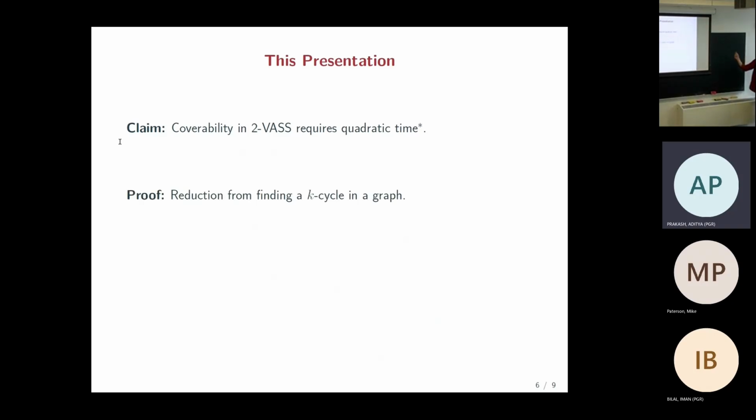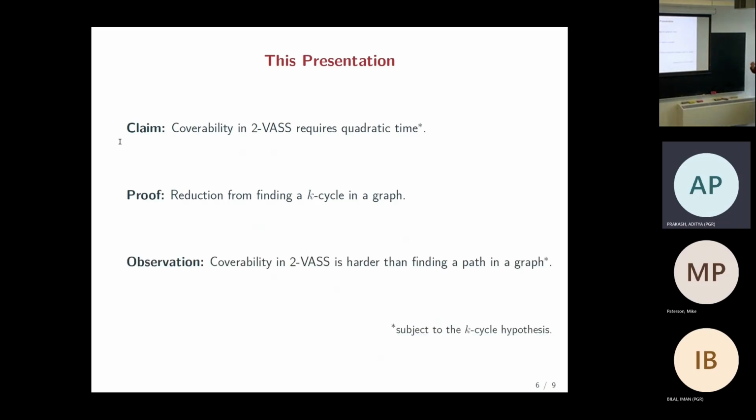I'm going to do this by reducing from finding a k-cycle in a graph, which is why I've been talking about finding k-cycles. And the observation, if you believe this already, is that this is strictly harder than finding a path in a directed graph, right? I can do that in linear time, and up to the k-cycle hypothesis, this requires quadratic time. So let's see how this goes.